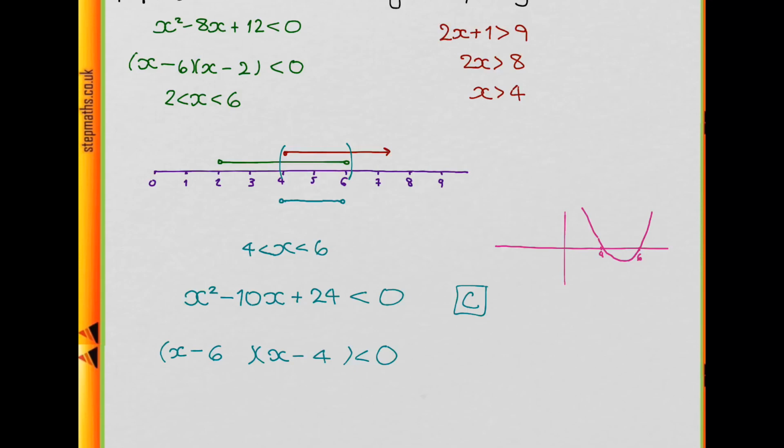And so we can see that x is going to be between 4 and 6 when this quadratic we've drawn is less than 0. And the quadratic we've drawn is the quadratic with roots 4 and 6, which is exactly this. You might find it easier to start with this and then go back to here. And so our answer is C.